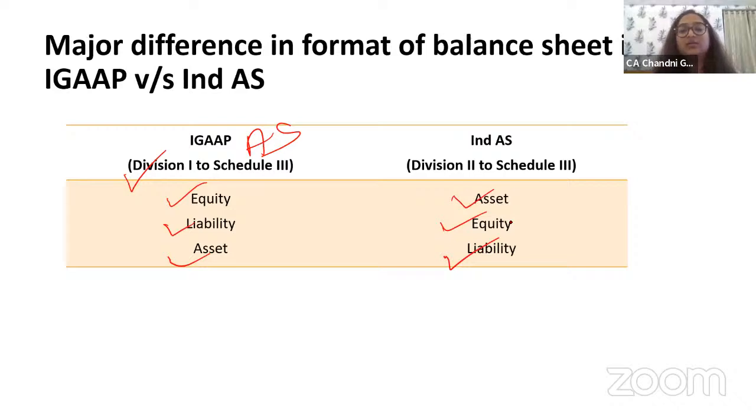So basically, the entire balance sheet has been turned upside down, and you can just judge by looking at the balance sheet whether this company is applying AS or Ind AS, whether it is applying Division 1 or Division 2. Right. So this will be very helpful. This information will be very helpful for you to judge the financial statements of any company.